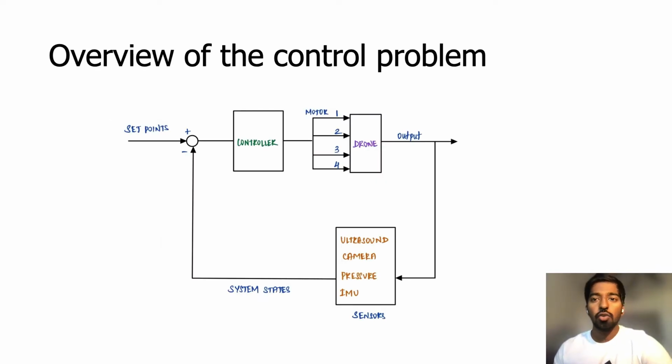Okay, this is the overview of the control problem. Here are the 4 actuators, which are the 4 motors, which inject force and torque into the drone to manipulate all the 4 motors exactly so the drone can hover. And the sensors here, the ultrasound, camera, pressure sensor, and the IMU, help us directly or indirectly to estimate the state of the drone.